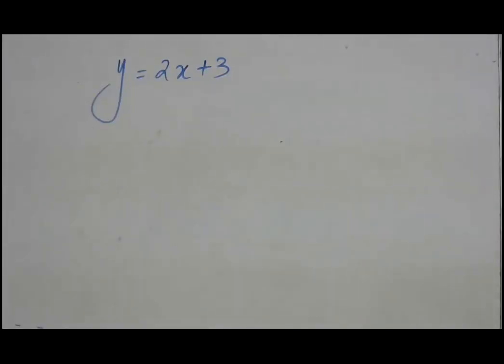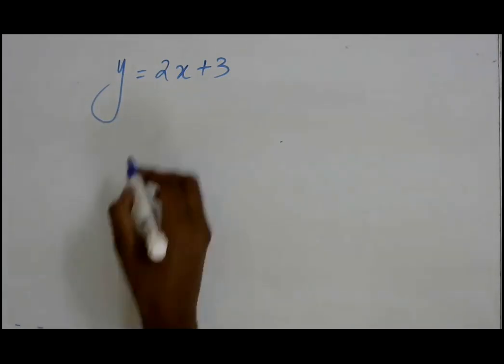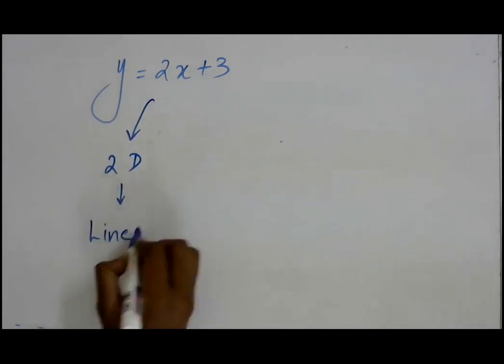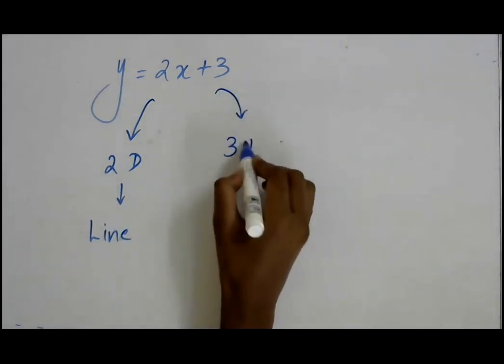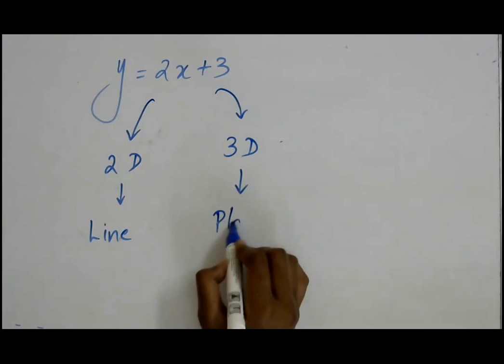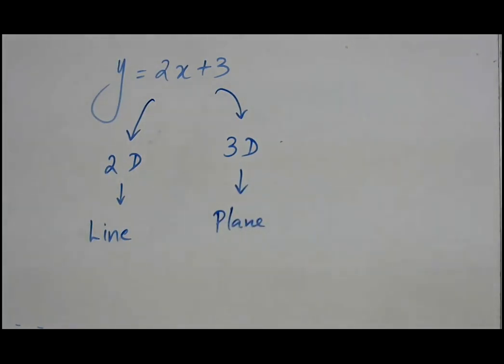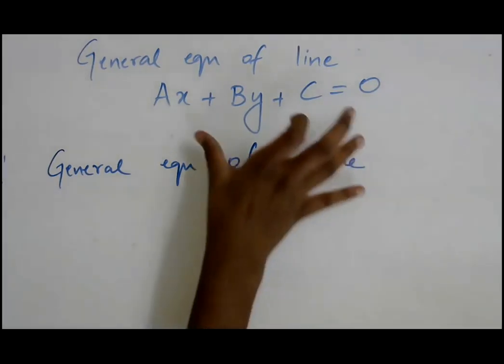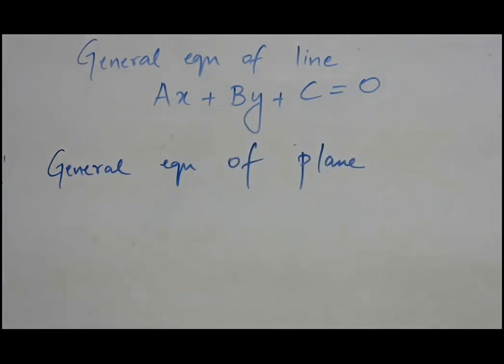Now we know, just by looking at the equation, we can't simply say whether it's a line or a plane. We have to say where we are defining it. If we are defining it in 2D, it is going to be a line. But if we are representing it in 3D, then it is definitely going to represent a plane. So whatever the equation, we can tell whether it represents a line or a plane depending on which dimension we are defining it in. Now moving on to the concept. The general equation of a line is ax plus by plus c, which we already know.